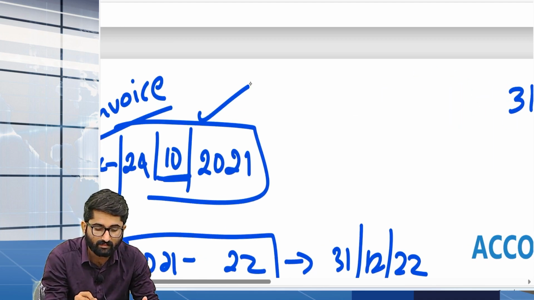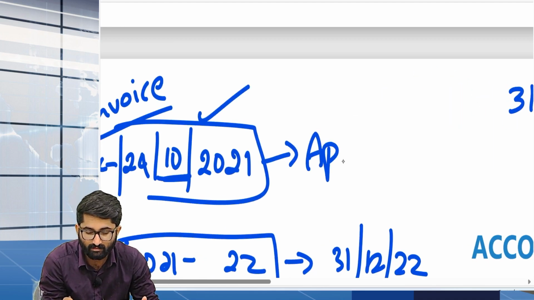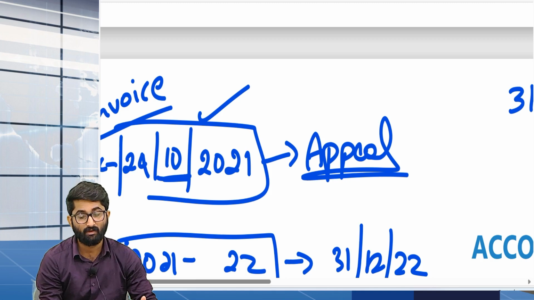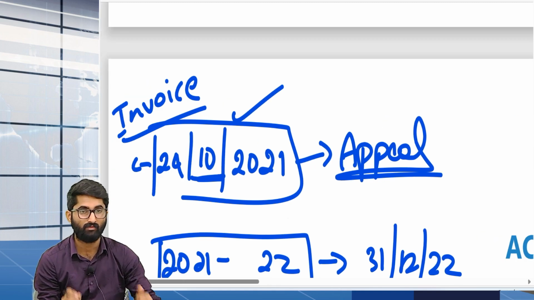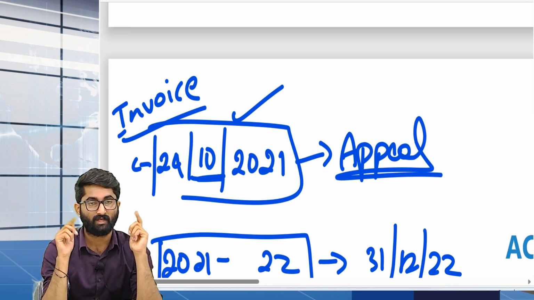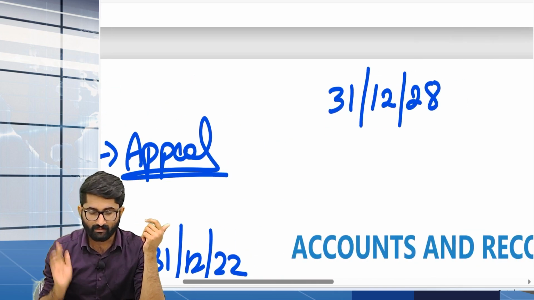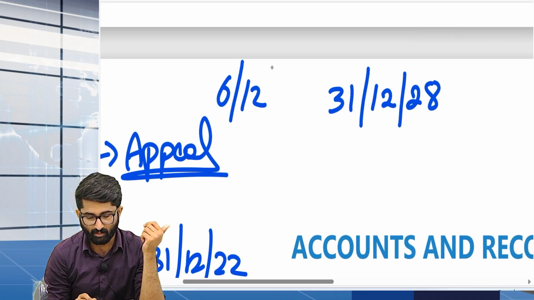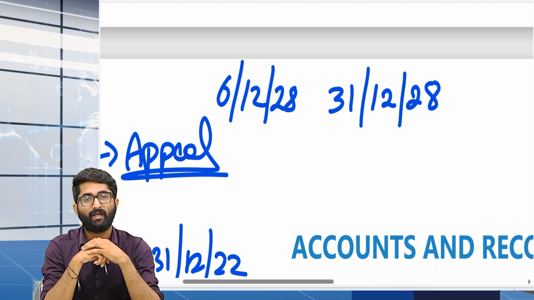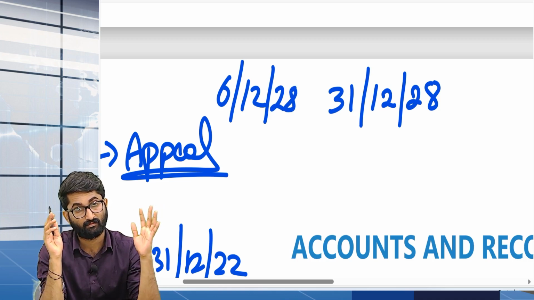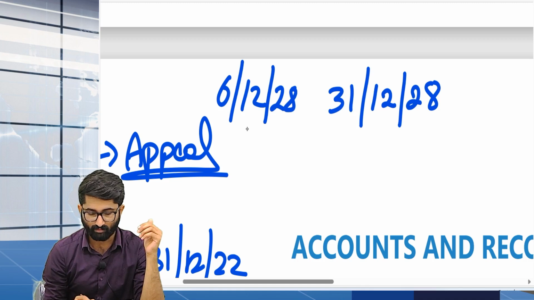What if there was one dispute? There was one appeal on this invoice, sir. What do I have to do now, sir? Nothing. You have to wait for final disposal and 1 year after that. Think the final disposal has happened on 6th December 2028. You have to wait for 1 year.